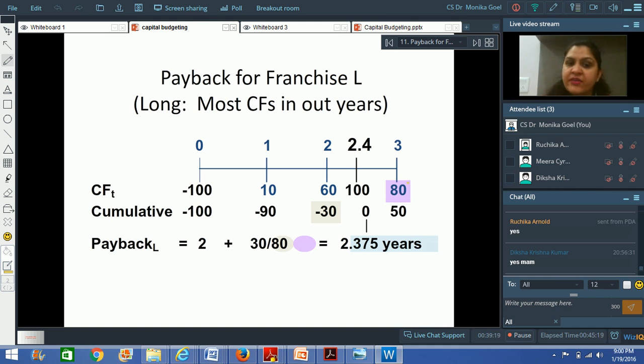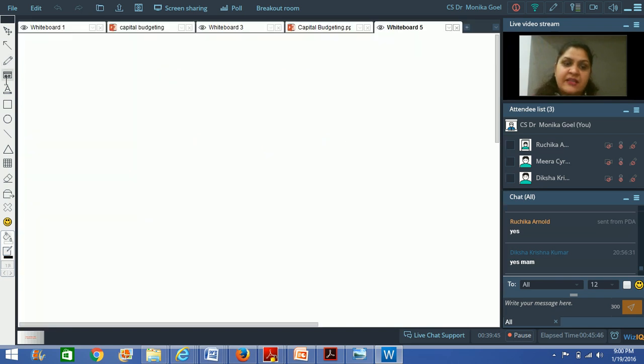This investment will give you a cash flow of rupees 10 in the first year, a cash flow of rupees 60 in the second year, and a cash flow of rupees 80 in the third year. Right? So if you invest rupees 100 today, you will get a cash flow of rupees 10. Now this is not the accounting profit I'm talking about, it is the cash flow. So this investment will give you rupees 10 in the first year, rupees 60 in the second year, and rupees 80 in the third year.